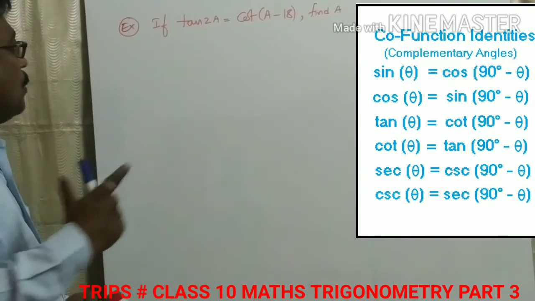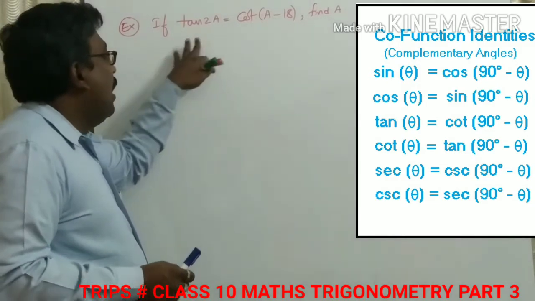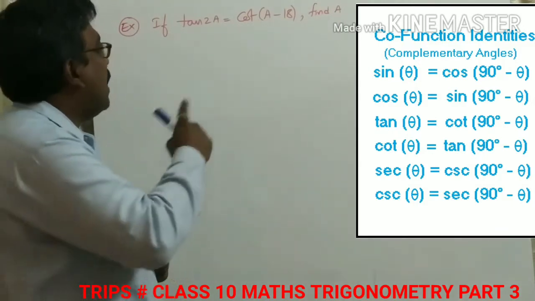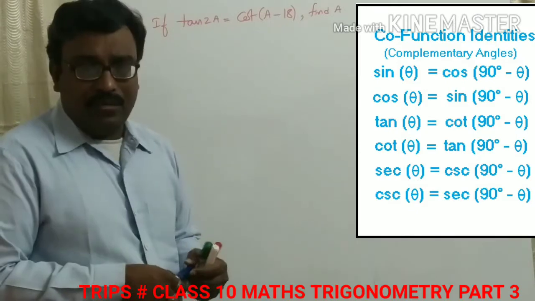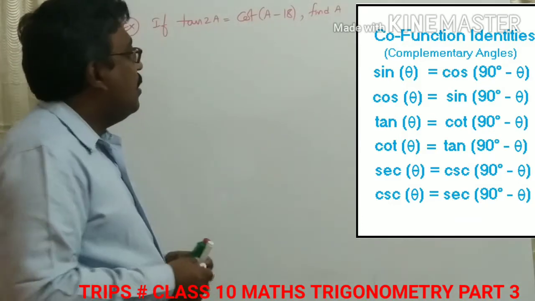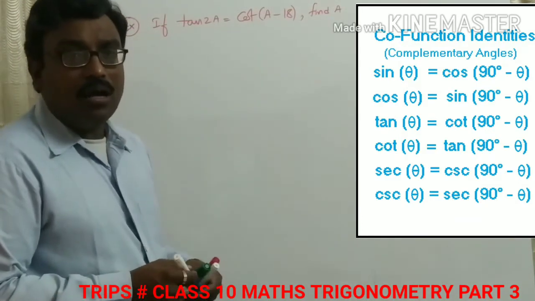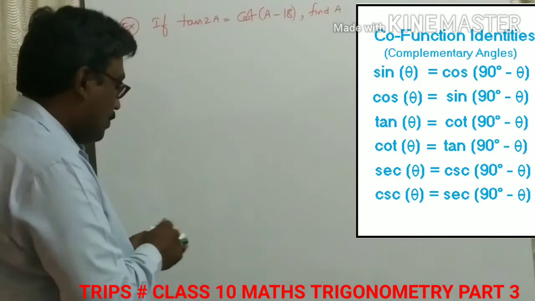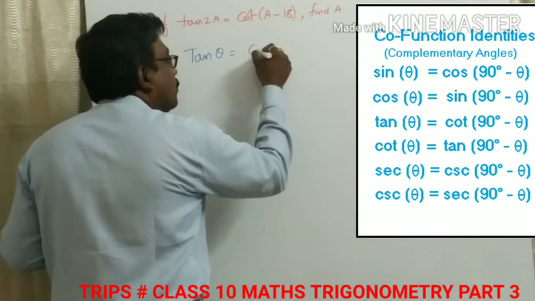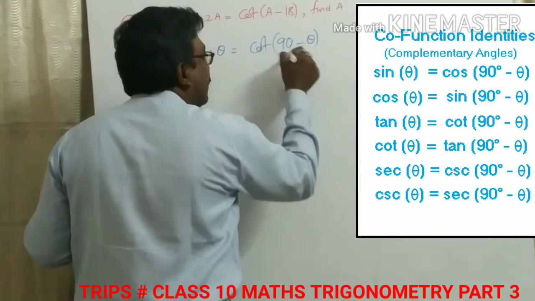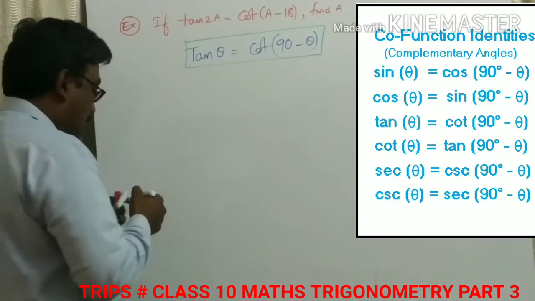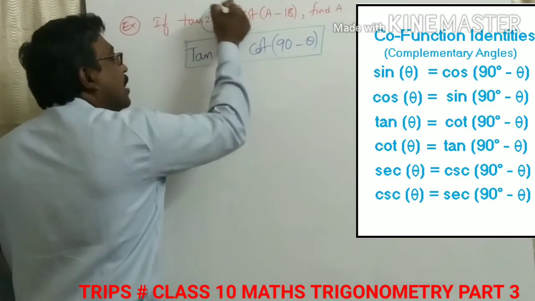Okay, now look at this example. If tan 2a is equal to cot(a minus 18), find a. Here values are not given. So how to solve this type of sums? From the table we can see tan theta is equal to cot(90 minus theta). Okay, what can we write? Tan theta is equal to cot(90 minus theta). This is the formula we have. Now, what is theta here? I am considering it as 2a.